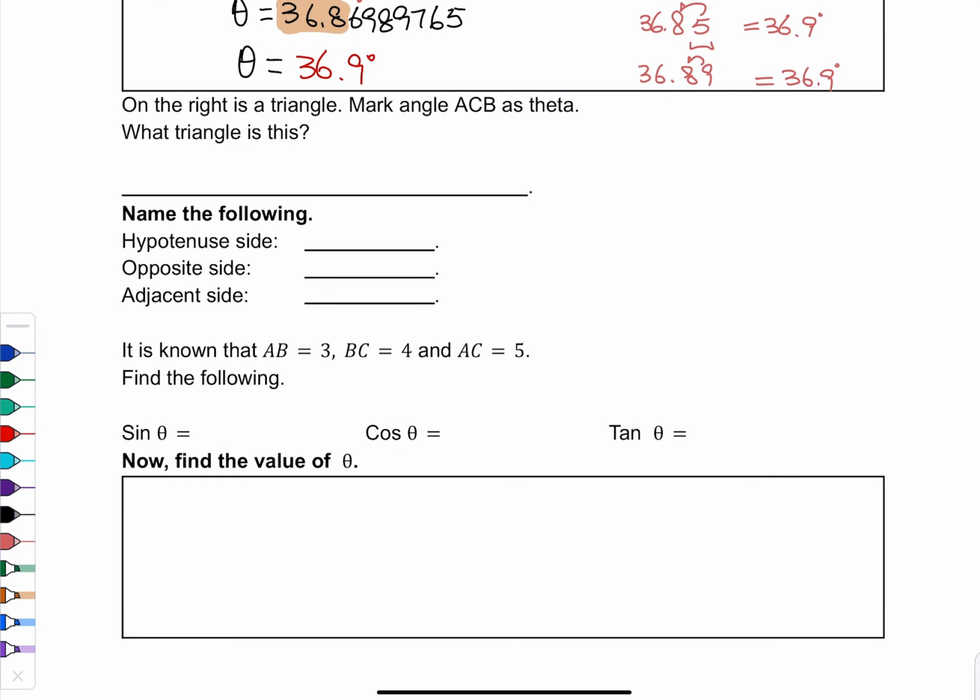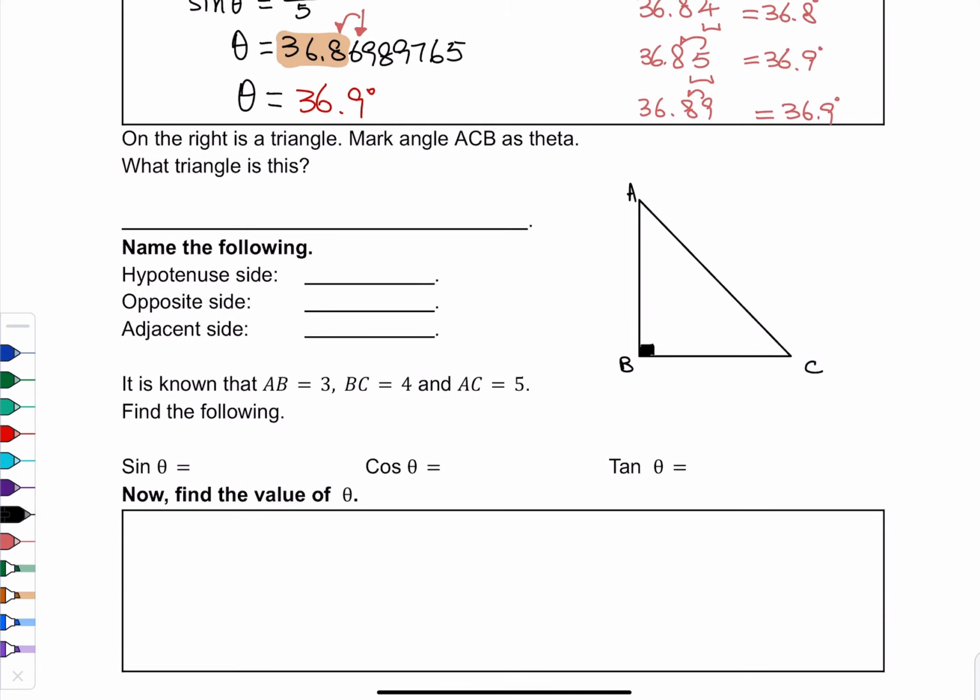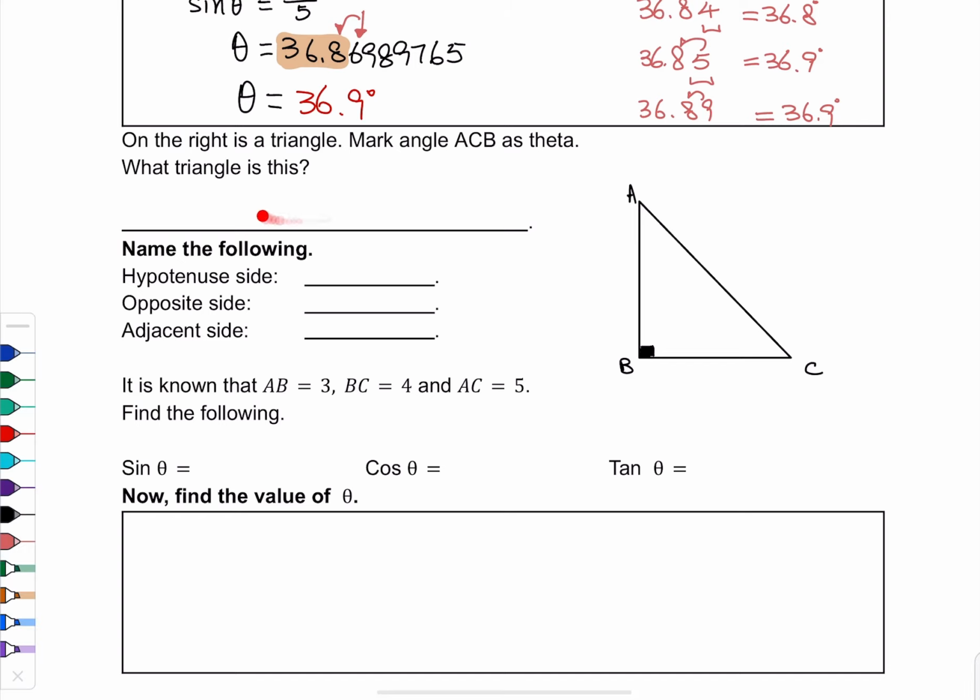Now, where's the triangle? Since the triangle is somehow lost, let's draw it on our own. This is your triangle, and then I will again have ABC. It's actually the same as the above one. So what kind of triangle is it first of all? This is a right angle triangle. And which one is our theta? Our theta is the angle ACB. So it's the same. ACB is our angle here.